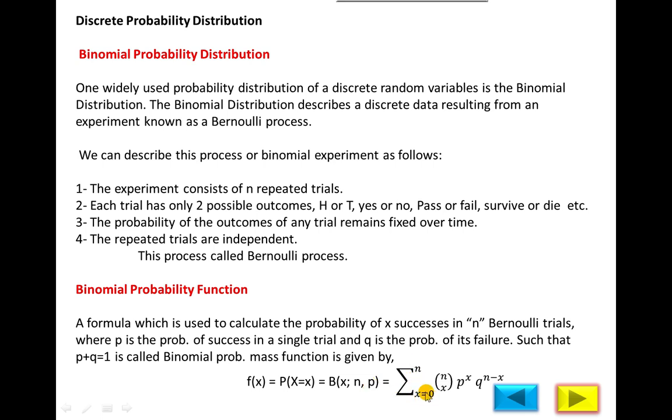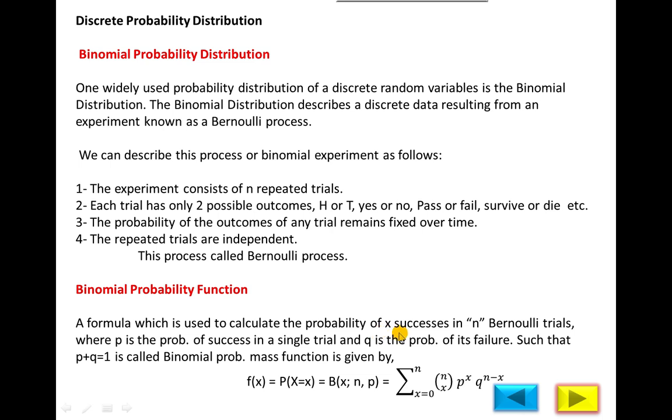Summation x equal to 0 to n, combination x. This is the formula of the combination, p power x, q power n minus x. This is the formula of the binomial probability distribution. This is equal to (p plus q) power n. You have used this formula in mathematics, (a plus b) to the power n. So here we are using p and q instead of a and b.